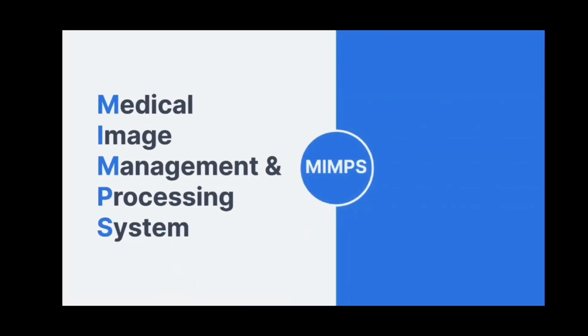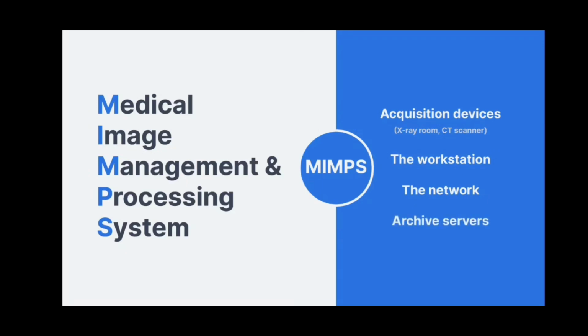So what is MIMS? A complete MIMS system has multiple components that work together. These components include acquisition devices, such as modality-specific devices like the X-ray room or the CT scanner that capture the images and transmit them to the workstations, also the workstations themselves, and viewing stations. Then there are the networks, which is how all of these things are communicated back and forth, and the archive servers, where images are stored and maintained.